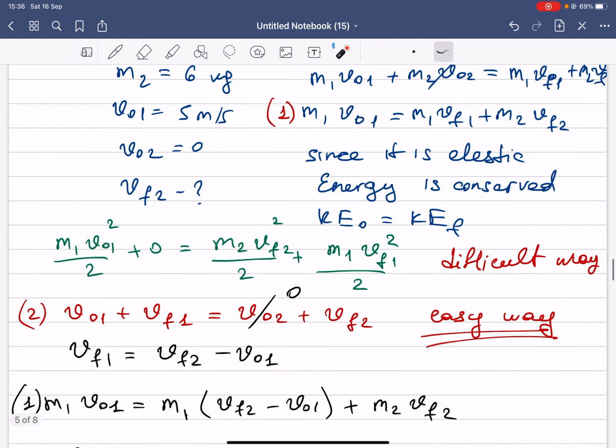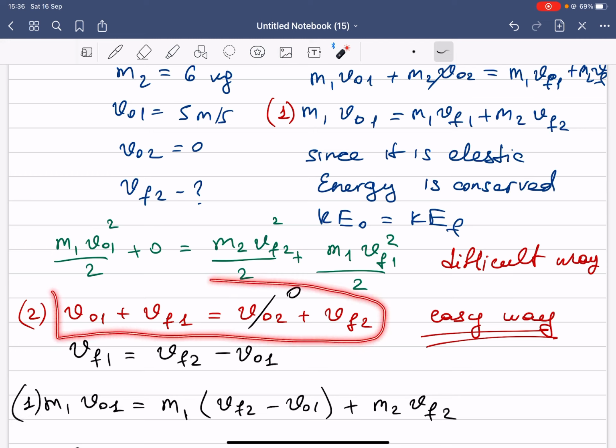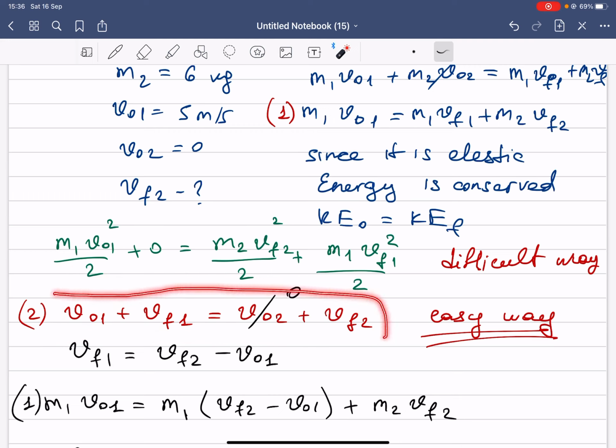The easy way will be basically using this equation. This equation basically comes from the kinetic energy, okay? It's a long story, but I just want to tell you that if you know this formula, where V initial 1 plus V final 1 is equal to V initial 2 plus V final 2, okay? This came from conservation of kinetic energy, the second equation. Anyway, initially the second object was at rest, so it becomes 0.